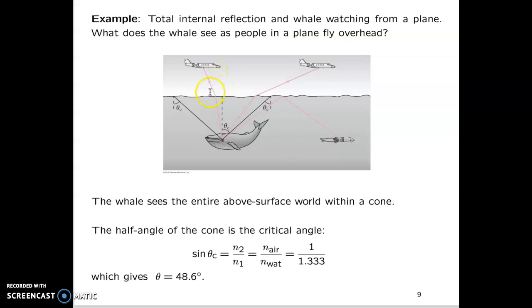Now that's not what's actually happening. The light travels along this path, bends at the interface, and then goes through the water until it reaches the whale's eye. But it will certainly appear to the whale like the plane is a little bit further to the right than it actually is.